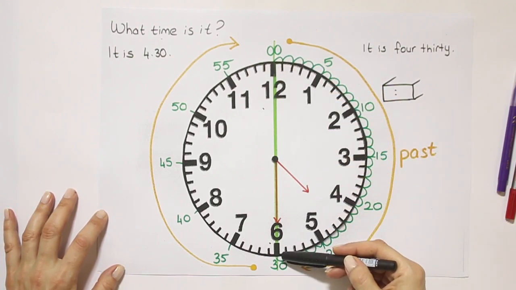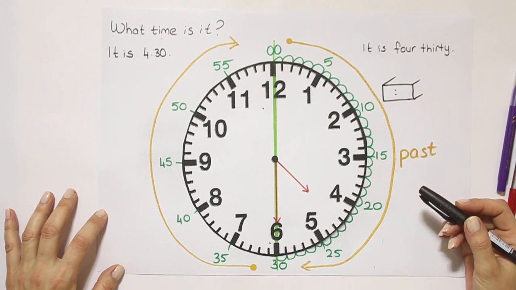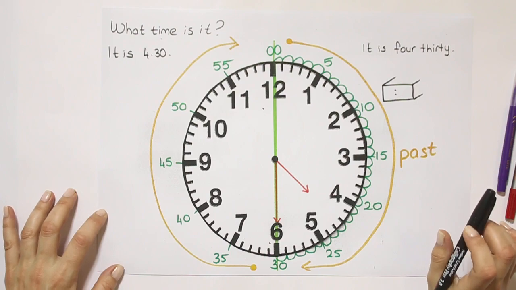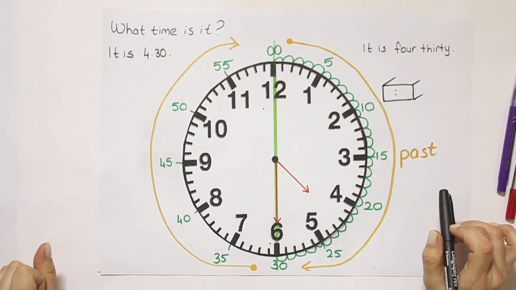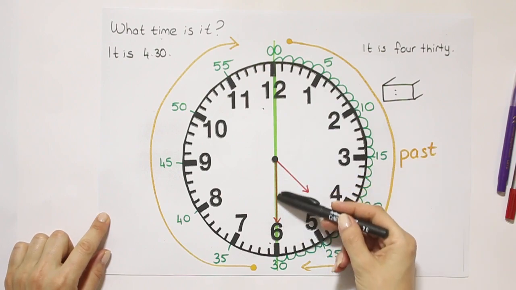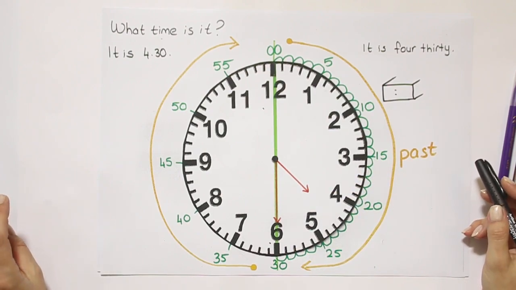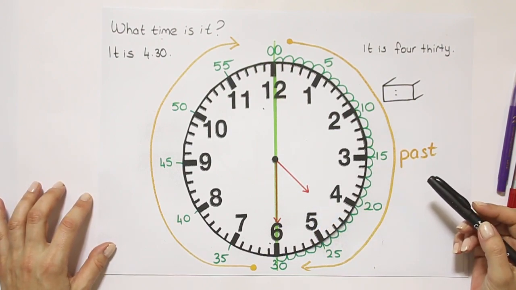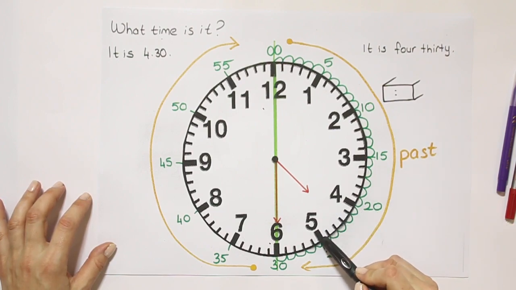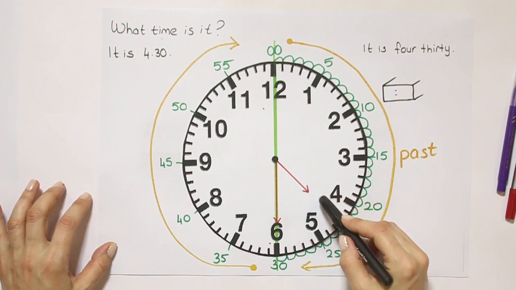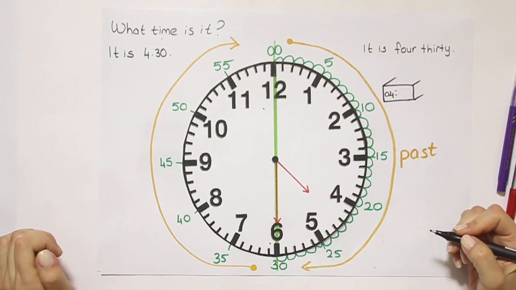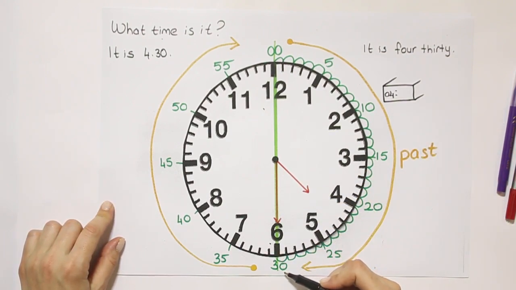Look at this line. What is the half of 60 minutes? That's right, 30. It is 30 minutes. So 30 minutes is half of the hour. When the minute hand points to 6, it means 30 minutes have passed. Look at the short hand. The short hand is pointing between 4 and 5. So the hour is 4. And the minute hand is 30.